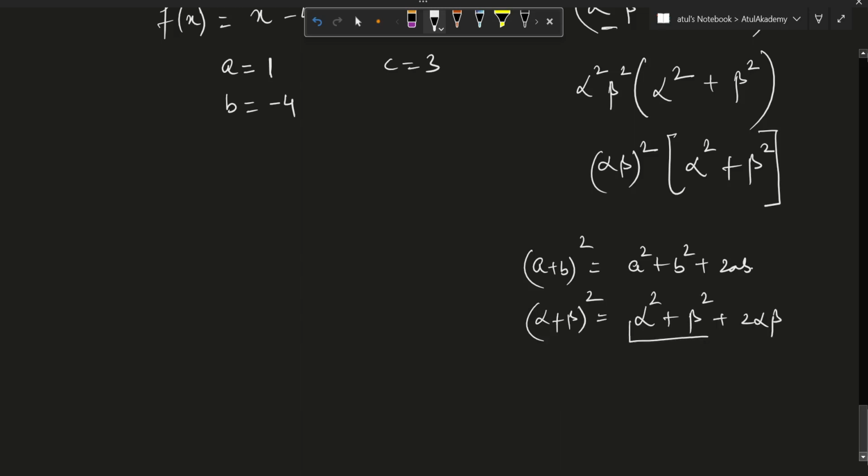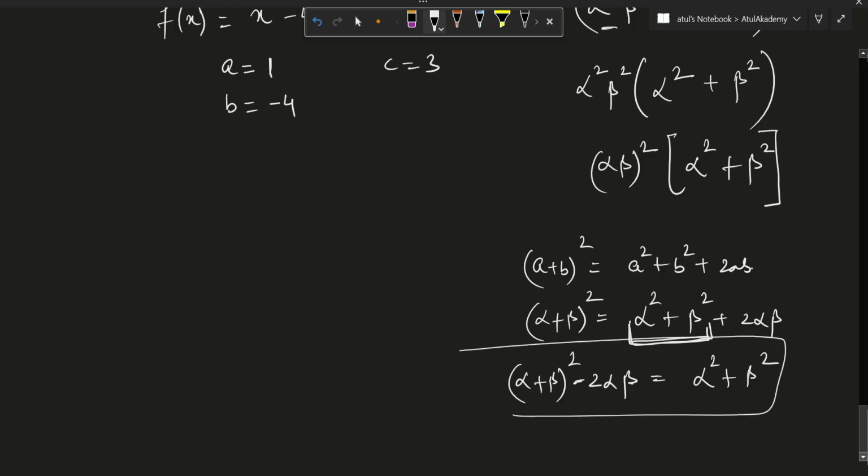Now from this, what is the value of alpha square plus beta square? Alpha square plus beta square is nothing but, you just take it over here, alpha plus beta whole square minus 2 alpha beta. So this is what I'm going to use over here. Now what you need is only, you don't have to find zeros, you just have to find what is alpha beta and what is alpha plus beta. So let's find out what is alpha plus beta.